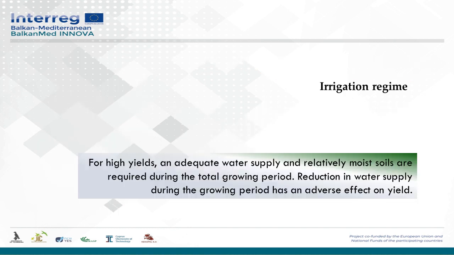Anyway, to obtain high yields, an adequate water supply is required during the total growing period of cucumber, and any potential reduction in water supply during the entire growing period will have a significant adverse effect on yield.